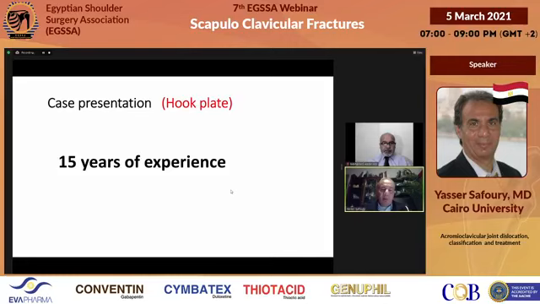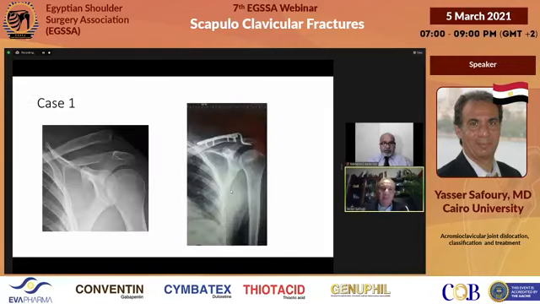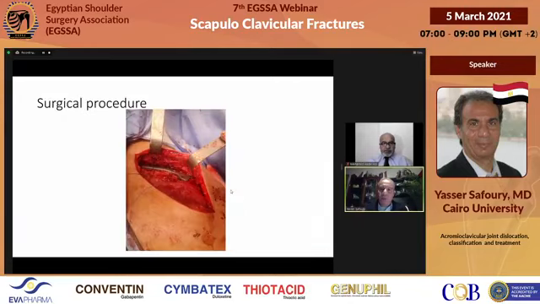I will present some of the cases with the hook plate, and this is my experience in about 15 years. So this is a patient with dislocated AC joint type 3, treated with the hook plate. And this is the approach, very conservatively. You do not dissect, you just try to reduce the AC joint in both planes and repair, as you see, the 3 sutures here of the CC ligament, which has a broad footprint, and then you close all the soft tissue sleeve over the plate.